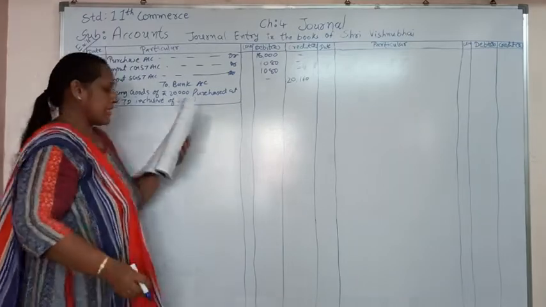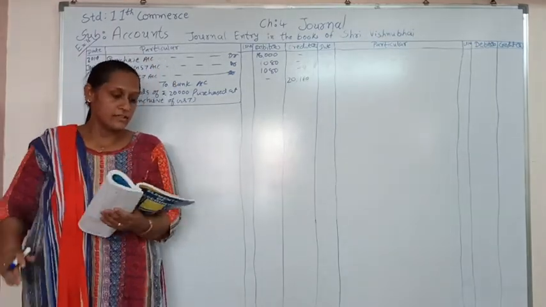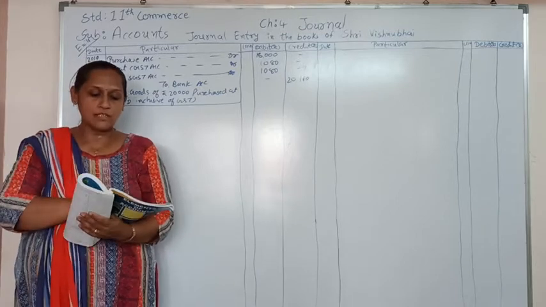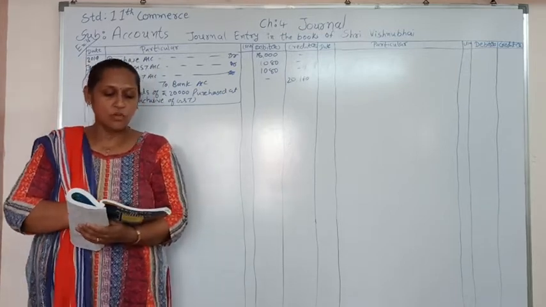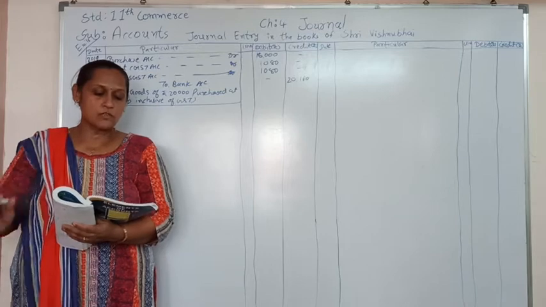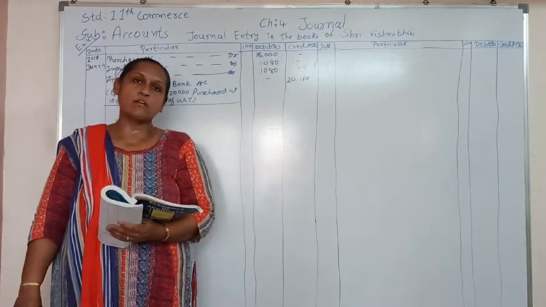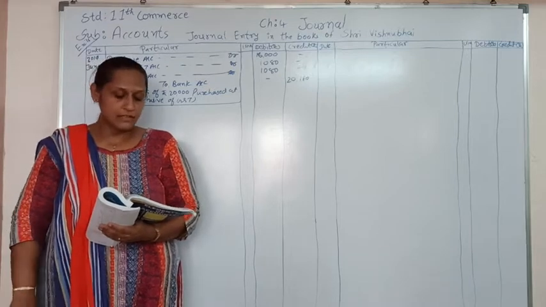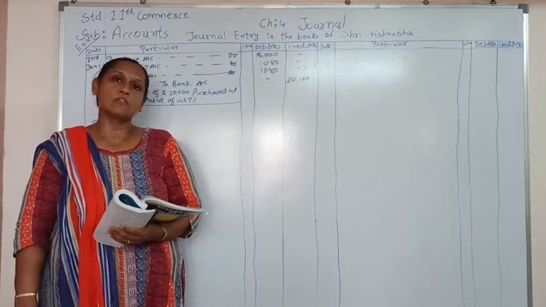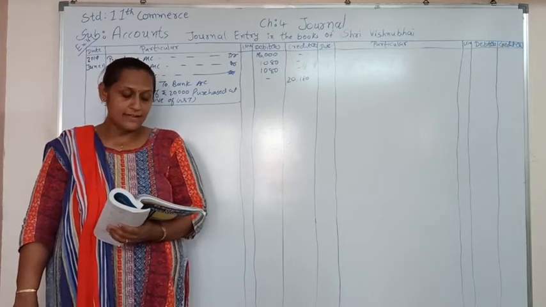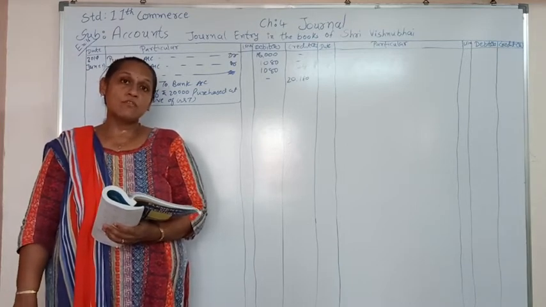Now let's see the next. Third, goods of rupees 30,000 purchased at 10% trade discount and 5% cash discount from Bhadresh Bhai of Bhubaneswar, Odisha. So here it is from Odisha, so we are going to debit the input IGST account. So purchase account debit, input IGST account debit, to Bhadresh Bhai account.